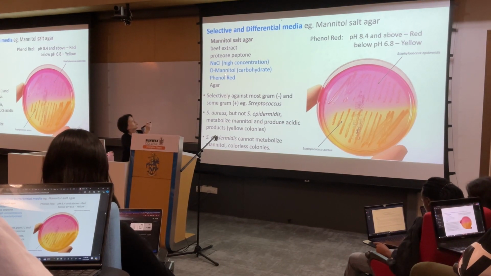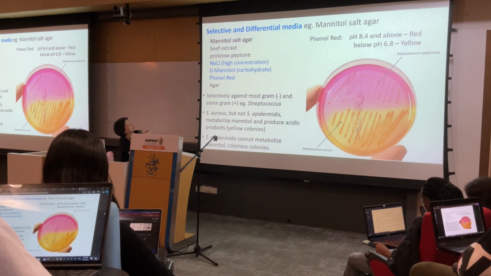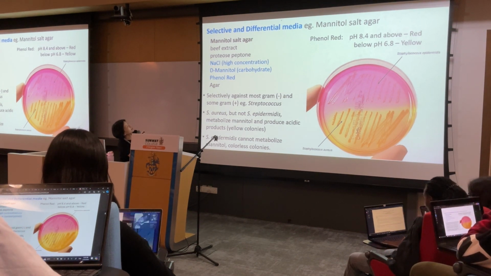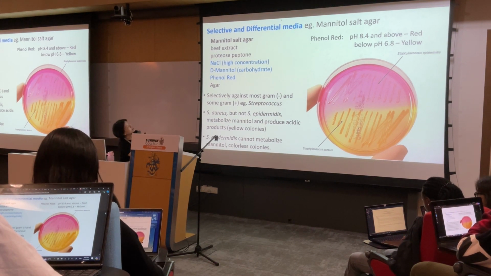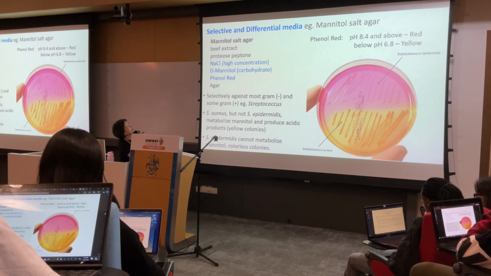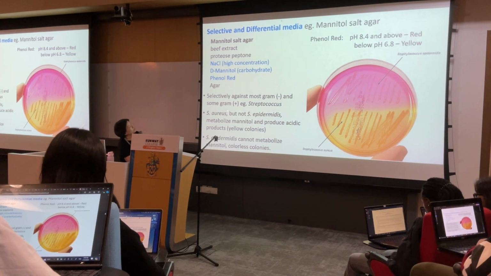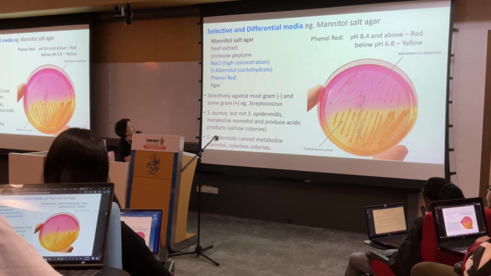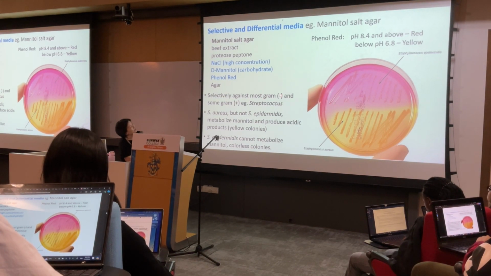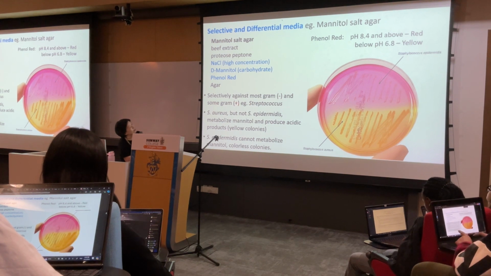So mannitol is used for that type of sugar. So it provides the carbohydrate. And here, it is a selective and differential medium as well, this mannitol salt agar. Why? It has a very high salt concentration. And this high salt is actually against most of the gram-negative, but also some of the gram-positive.